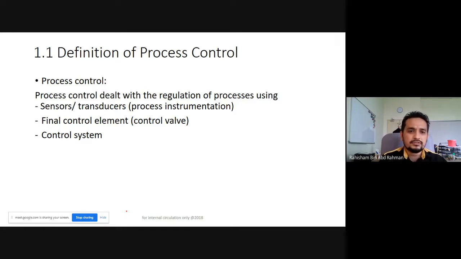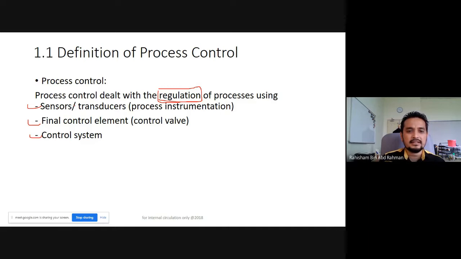Okay, definition of process control. Process deals with regulation. How do we regulate the process? How are we going to achieve our objective to set the water level at a certain threshold, at a certain level? First is by using a sensor. Two is by using a final control element, one of them being a valve. And third, a control system. Later we will look at each of these three components individually.